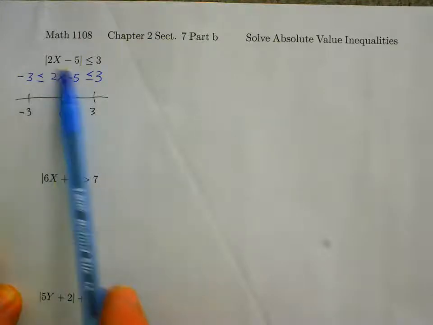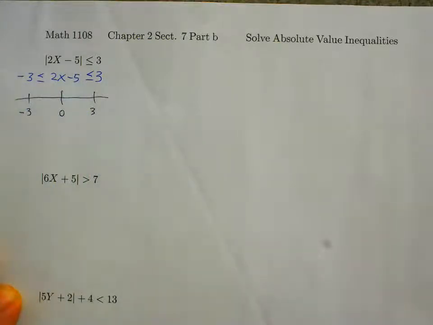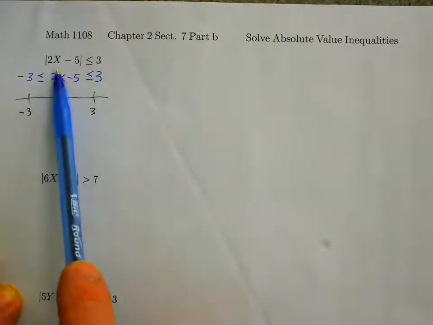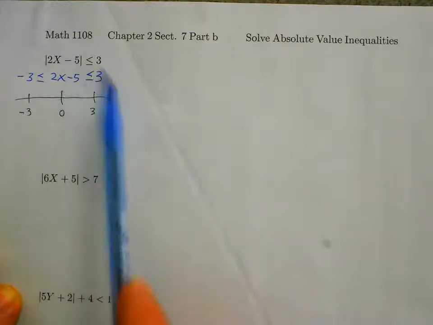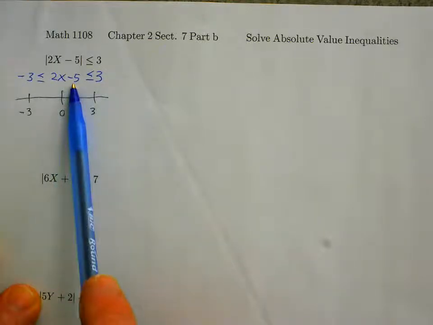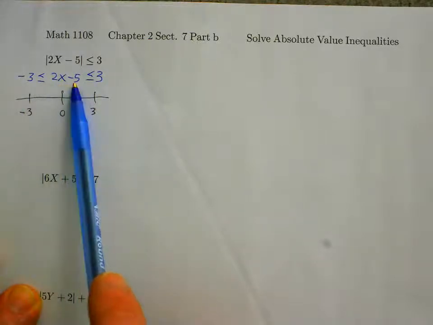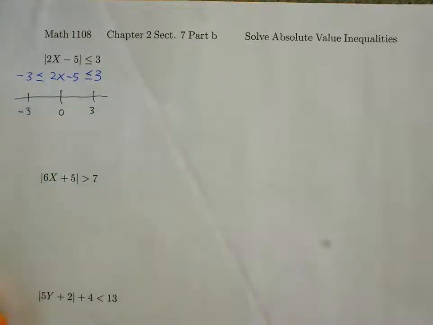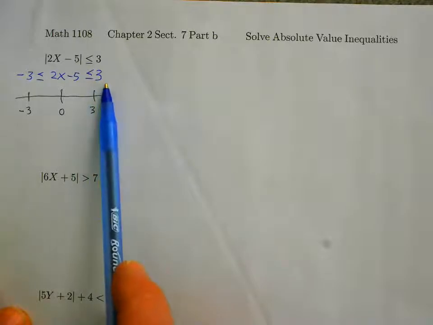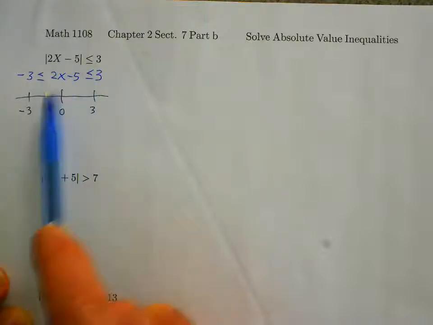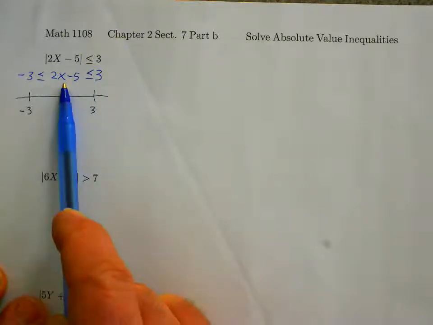Just think of 2x minus 5 as a number. If I remove the absolute value symbols, since the distance that number is from 0 is less than or equal to 3, then the farthest to the right that 2x minus 5 can get is 3, and the farthest to the left is -3. It can't break out on either side. It has to stay between 3 and -3. That's what this is telling us. We do want to solve this inequality for x.